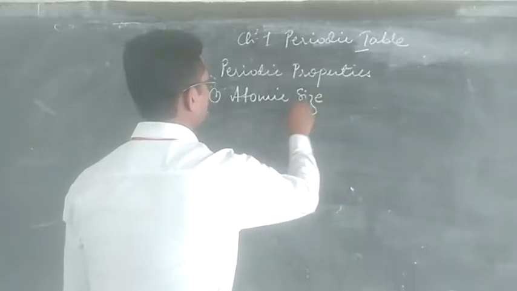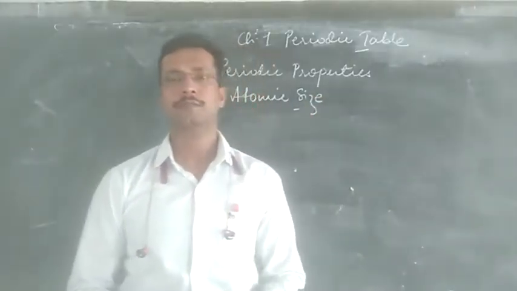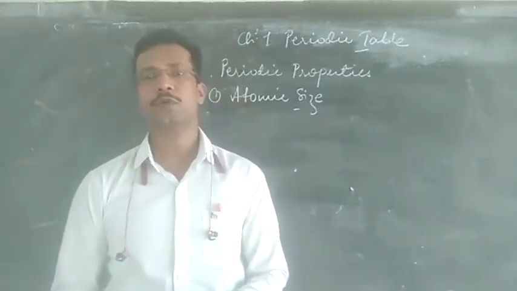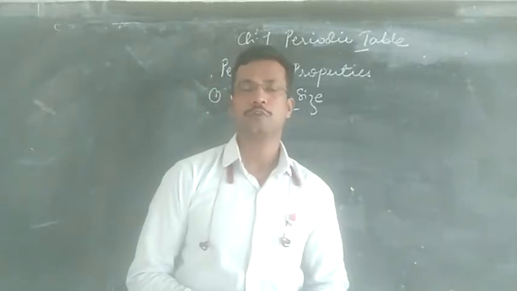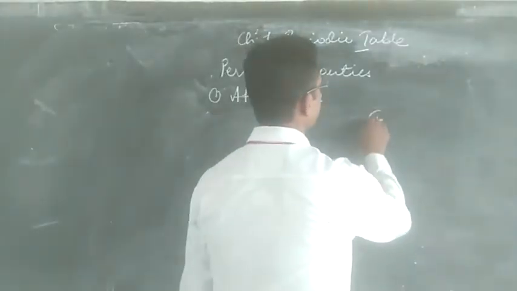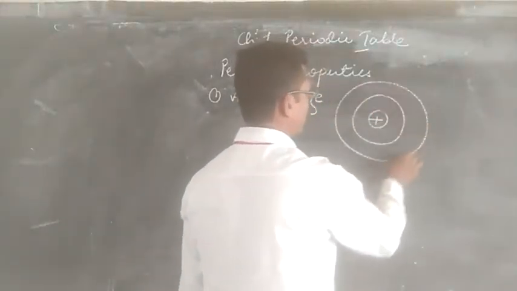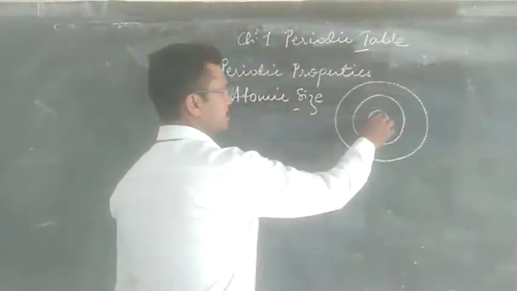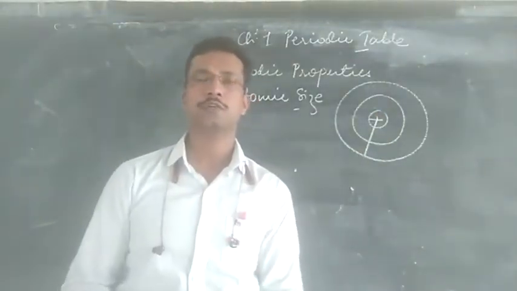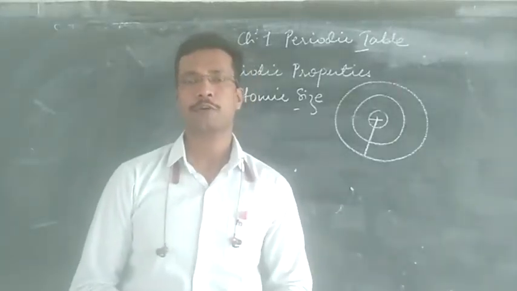Atomic size. Now atomic size is the size due to the distance between the nucleus and the outermost shell. That is, if we consider this as the nucleus and the orbits around the nucleus, then the distance between the center of the nucleus to the outermost orbit is considered to be an atomic radius, which gives the atomic size of an atom.